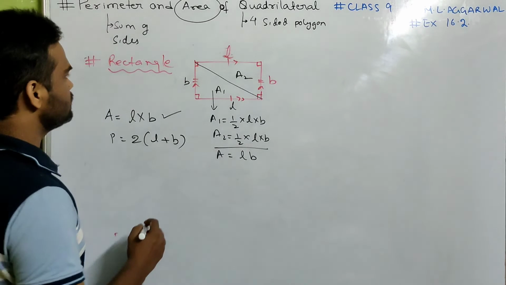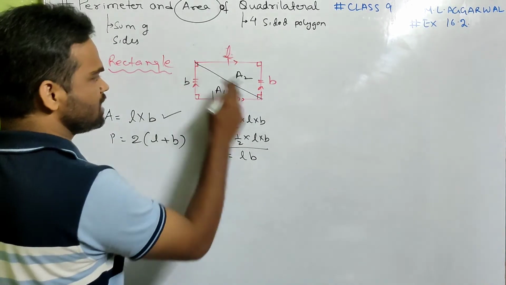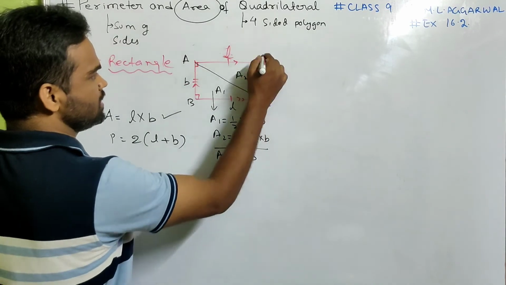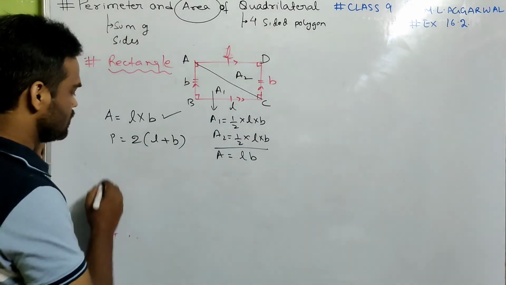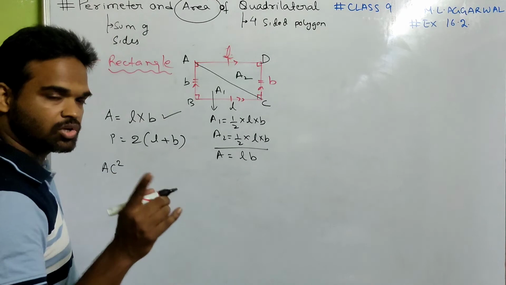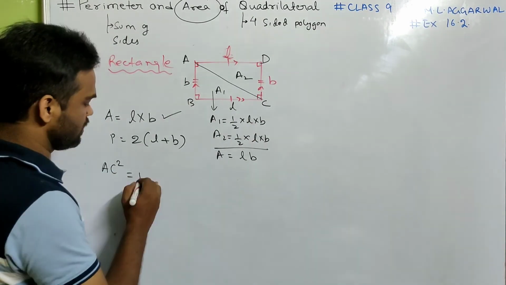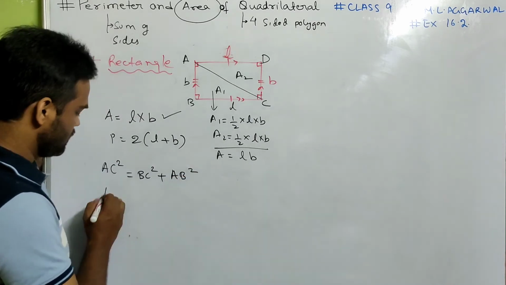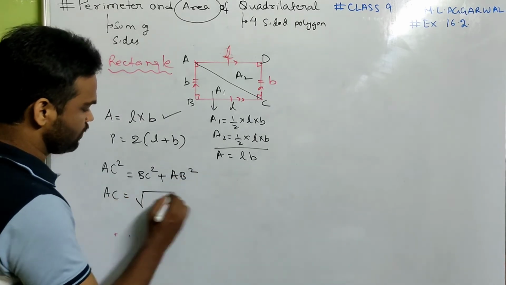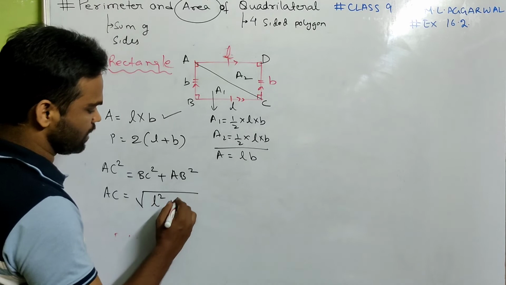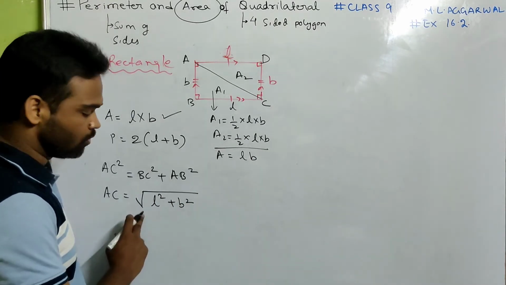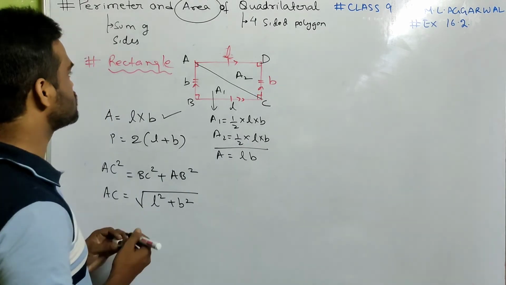Done. Rectangle. Actually, rectangle has a diagonal also if you look carefully. A, B, C, D. AC is the diagonal. So what will be AC square? Pythagoras theorem. Base square, which is BC square, plus perpendicular square, which is AB square. So AC will be root of BC, which is length square, plus breadth square. That is your diagonal, root of L square plus B square.